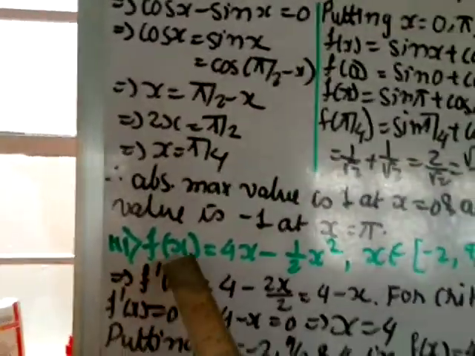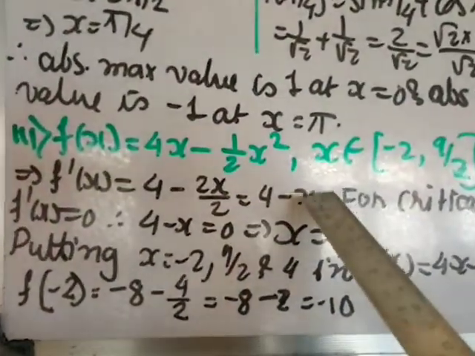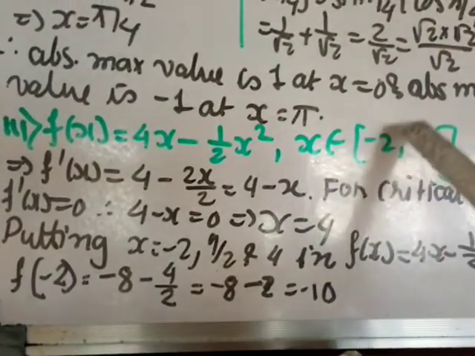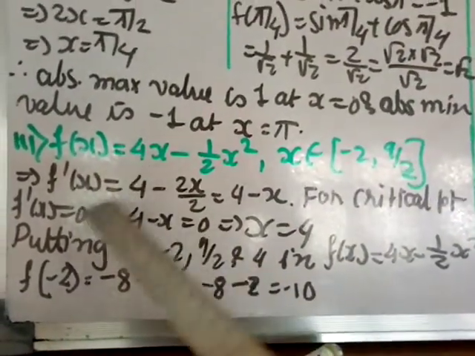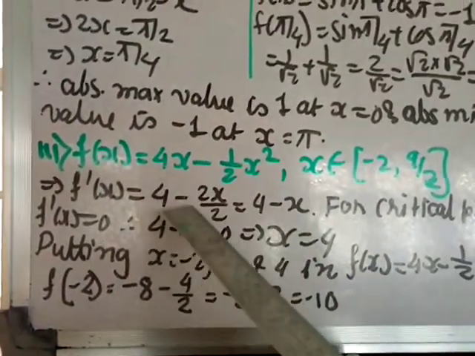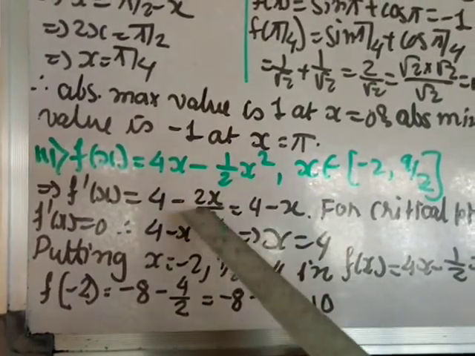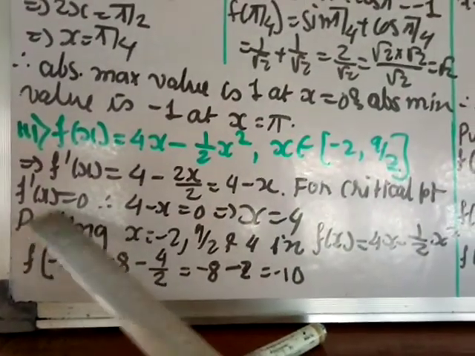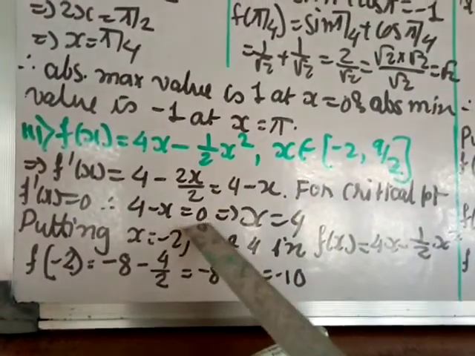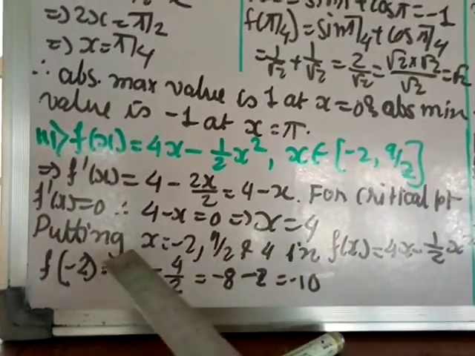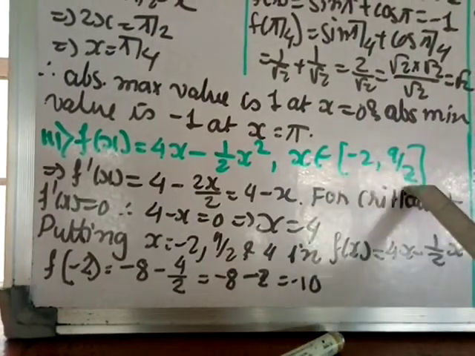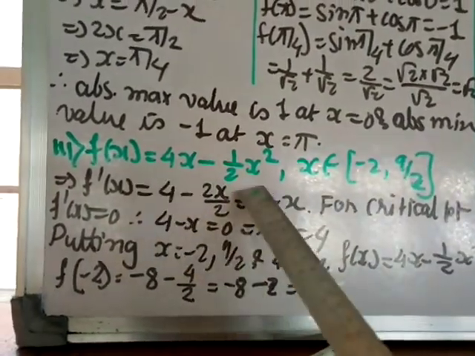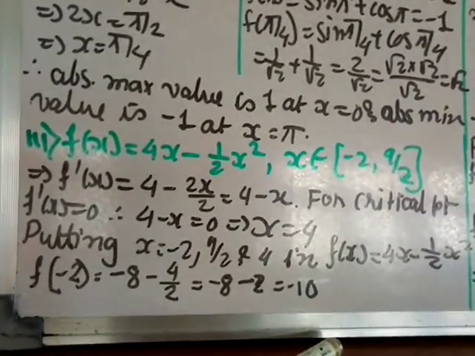Roman number 3, f(x) is equal to 4x minus 1 by 2 x square, x belongs to minus 2 to 9 by 2. First I'll find the derivative. The derivative of 4x is 4, minus 1 by 2 x square is 2x. So 2 cancels, so 4 minus x. For the critical point, f dash x has to be 0, that means 4 minus x is 0, that means x is equal to 4. Now we'll put the values minus 2, 9 by 2 and 4 in the given function and check which is the highest and which is the lowest.